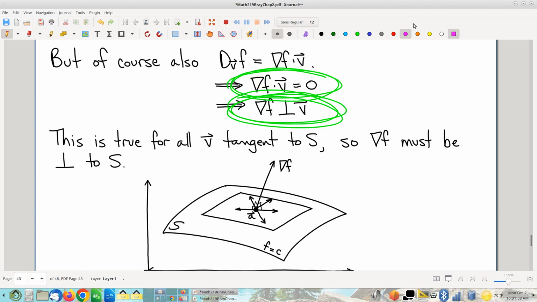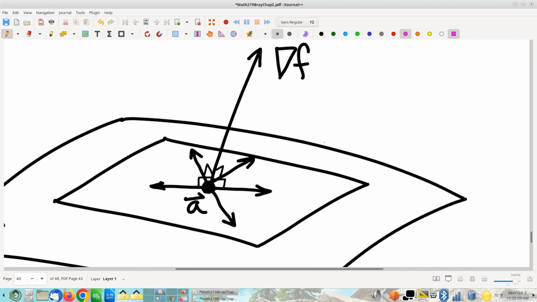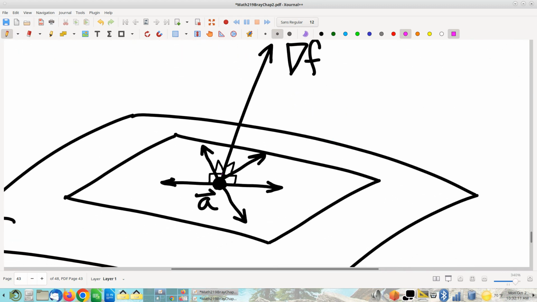So, in fact, here, let me color this a little bit differently. If the gradient is perpendicular to all of the tangent vectors, right, then the gradient itself has to be perpendicular to the surface.